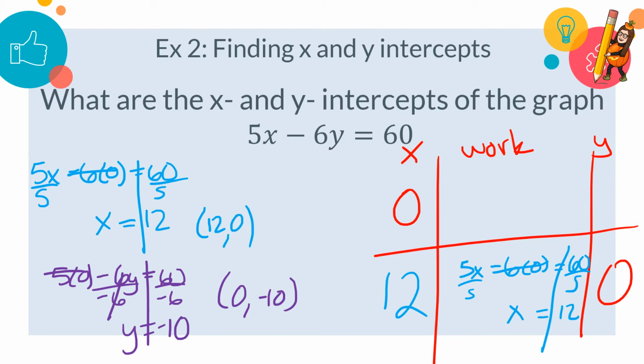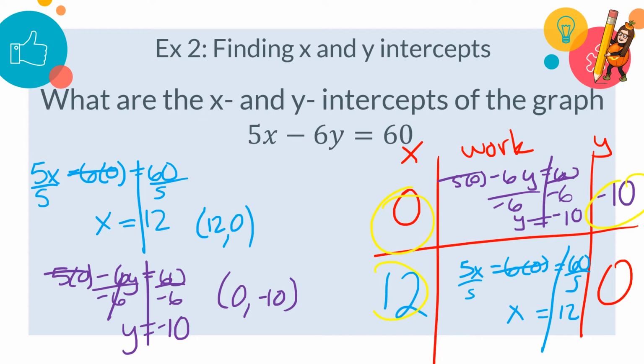And if I plug in 0 for the x, finding my y, divide by -6. So the work looks the same. It's the same amount of work. It's just if the table helps you stay organized and see your coordinate values, then maybe that's a good option for you.